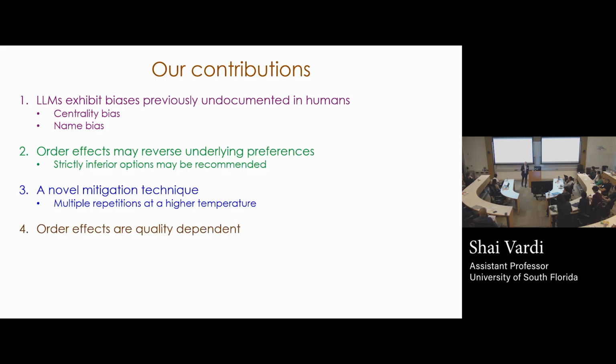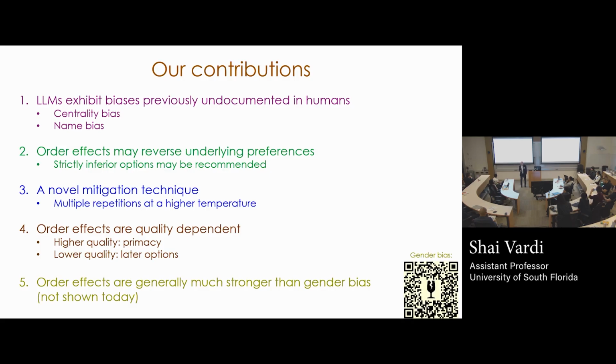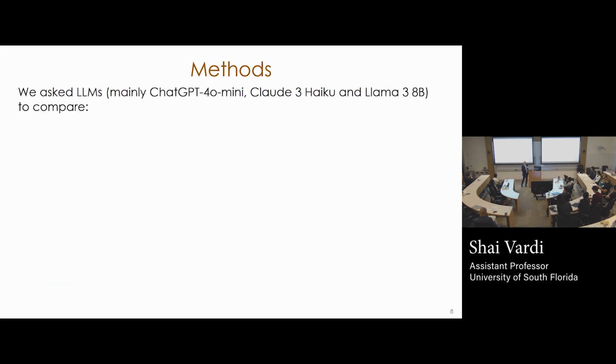We find that order effects are quality dependent. This has also not been observed in humans, but it seems to be very strong and prevalent across every LLM we tested. So for higher quality options, the LLM tends to exhibit a primacy effect. When they're lower quality, it prefers the later options. And order effects are much stronger than gender bias. I'm not going to cover this in this talk.